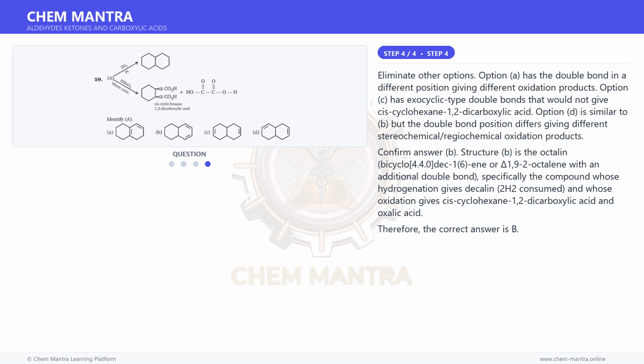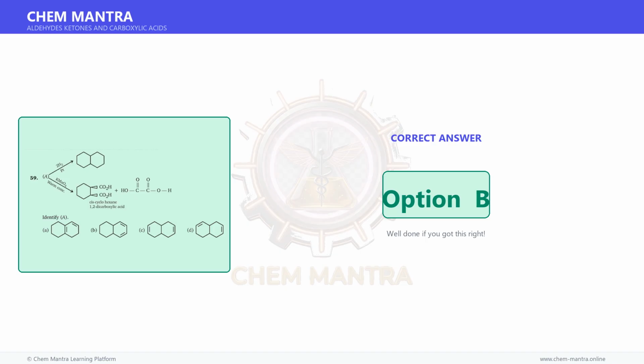Confirm answer B. Structure B is the octalin, bicyclo[4.4.0]decadiene, or delta-1(9)-2-octalin with an additional double bond, specifically the compound whose hydrogenation gives decalin with 2 H2 consumed and whose oxidation gives cis-cyclohexane-1,2-dicarboxylic acid and oxalic acid. Therefore, the correct answer is B. Therefore, the correct answer is option B.